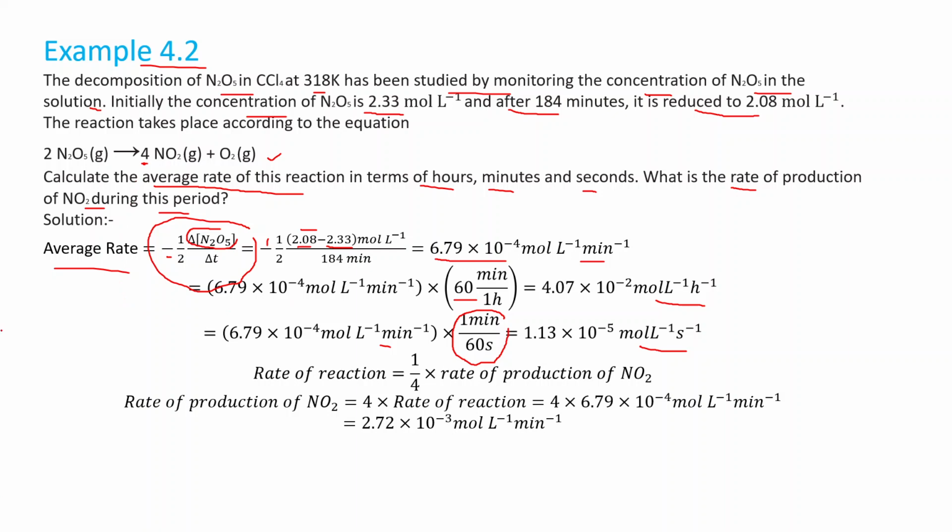Clear? Now see, in this case, this one is given. The rate of reaction is 1/4 of the rate of production of NO2. And the rate of production of NO2 we can find: this is 4 into the rate of reaction. Put the value and we will get the final result. Okay.